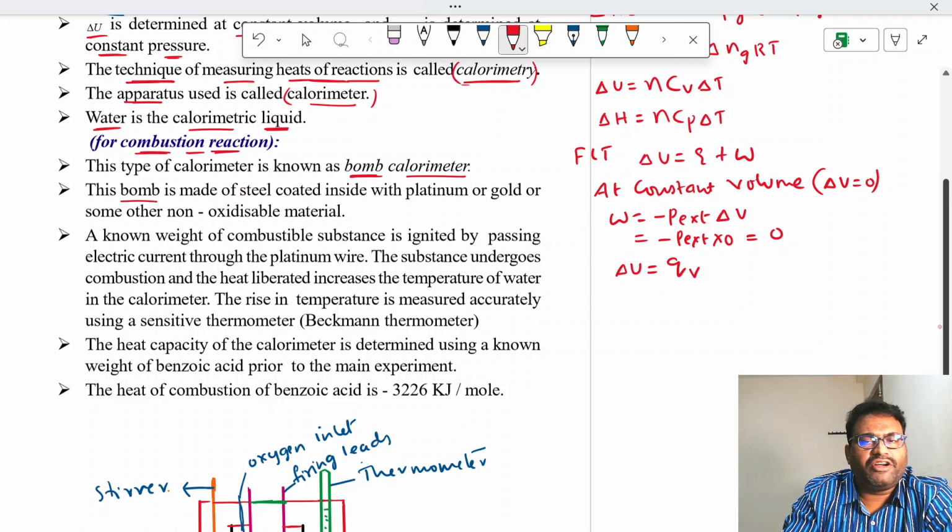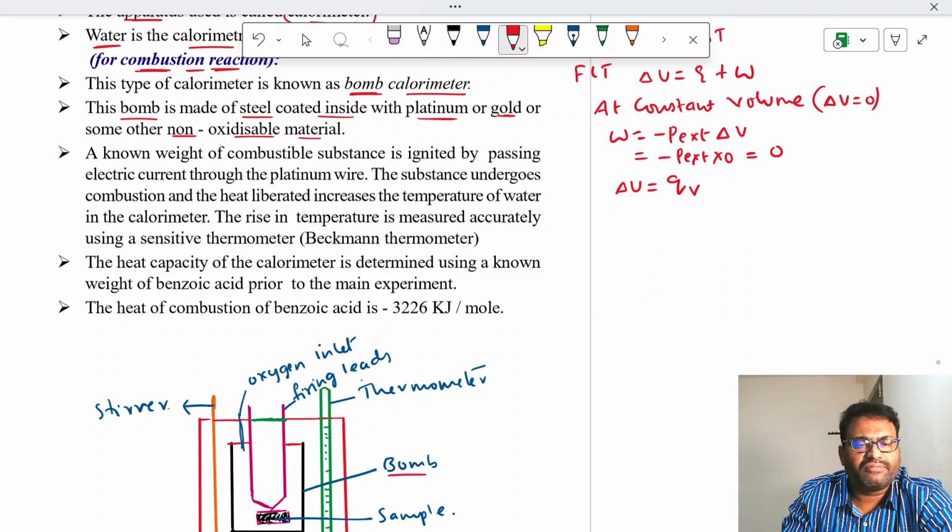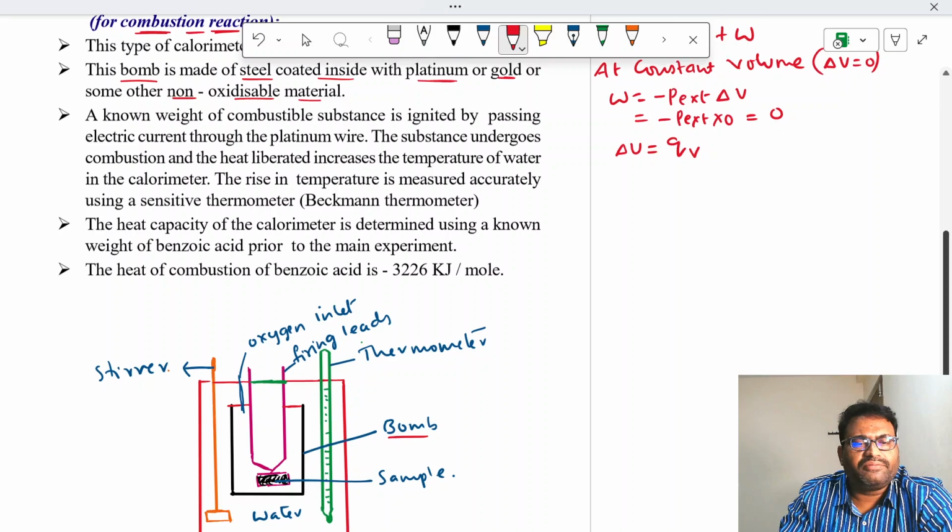Here the bomb is made of steel, coated inside with platinum or gold or some non-oxidizable material. You can find the bomb in the diagram of the bomb calorimeter. Next, a known weight of a combustible substance, a substance which can be combusted, is taken as a sample here.